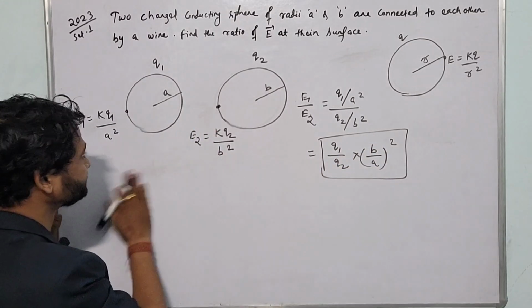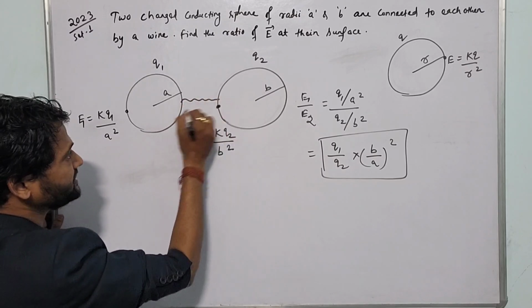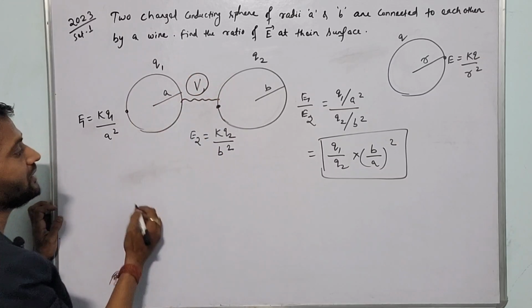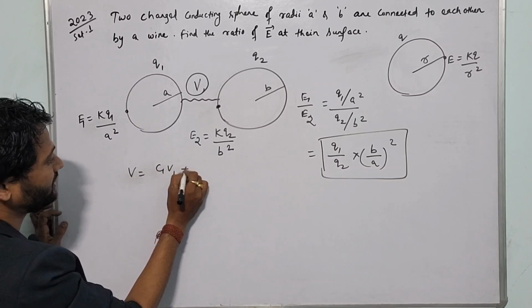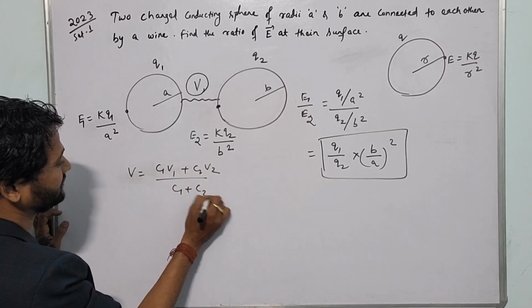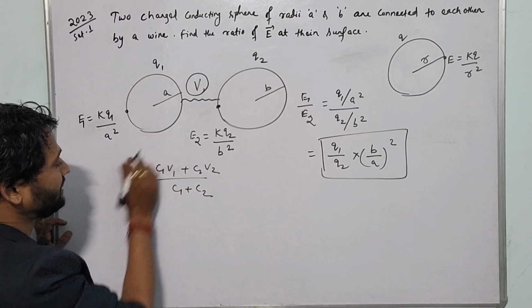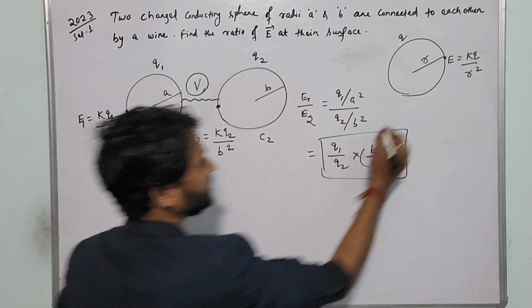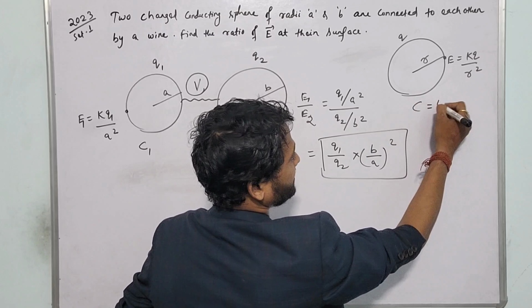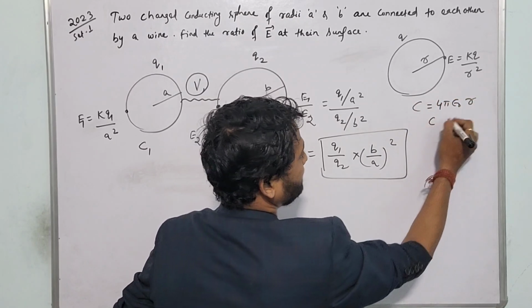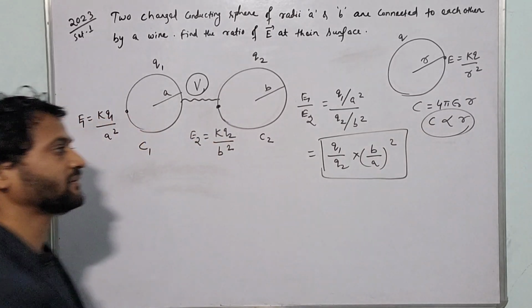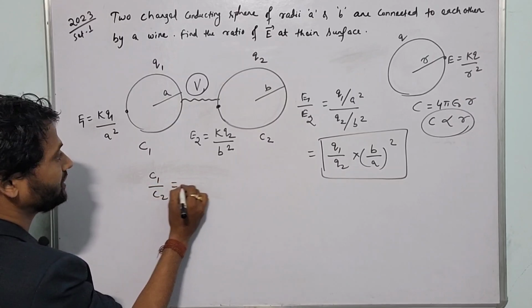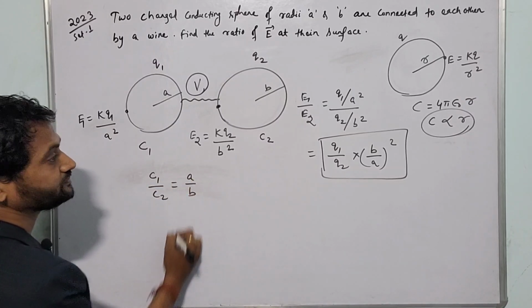For that, if both the spheres are connected through a common wire, you will find a common potential V. The formula of common potential is C1 V1 plus C2 V2 by C1 plus C2. So the capacitance of the first sphere is C1 and the second sphere is C2. You know the capacitance of a spherical capacitor is 4 pi epsilon naught r, meaning capacitance is directly proportional to the radius of the sphere. So I can write C1 by C2 will be equal to A upon B.